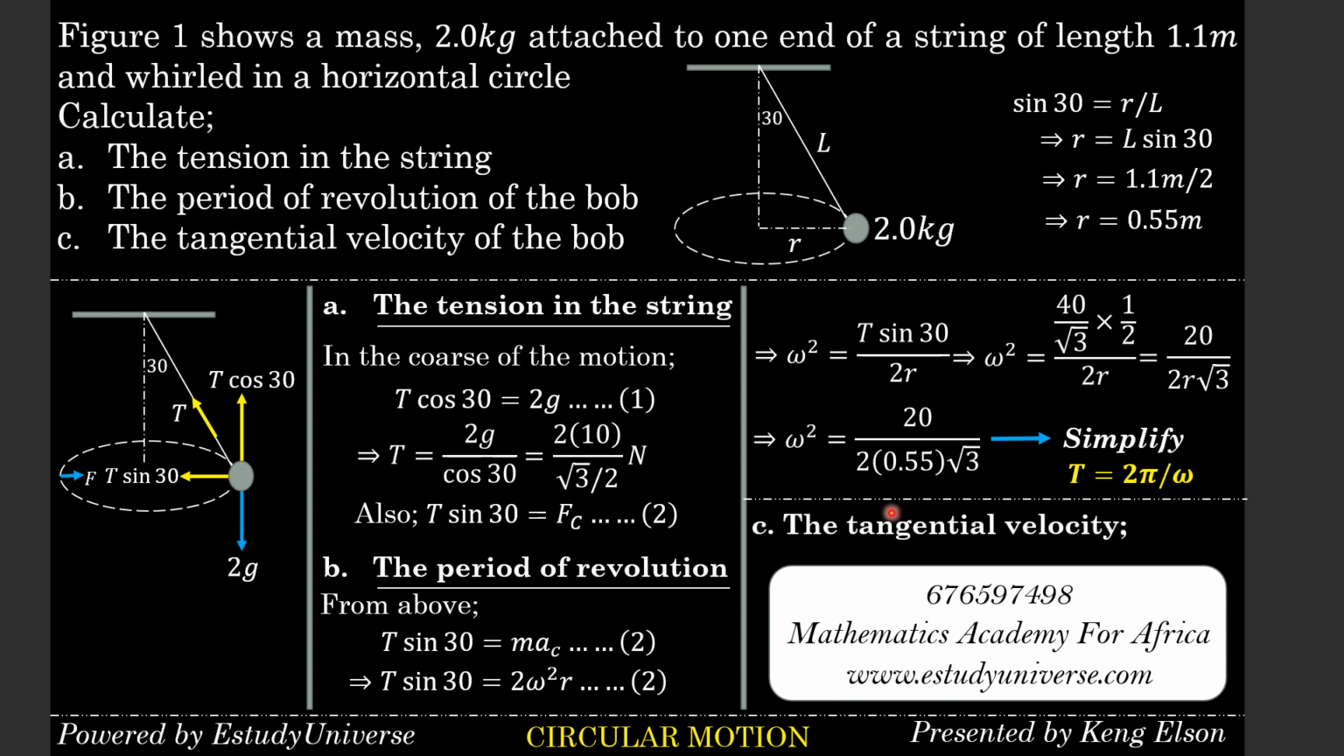Alright, now the last part of the question is asking us to get the tangential velocity of the bulb. The tangential velocity v is basically equal to omega r, where omega is the angular velocity you're going to get here, and r is the radius, which we have calculated as 0.55. So directly you can multiply the omega you get after taking the square root on both sides with the radius, which is 0.55. You get the tangential velocity.